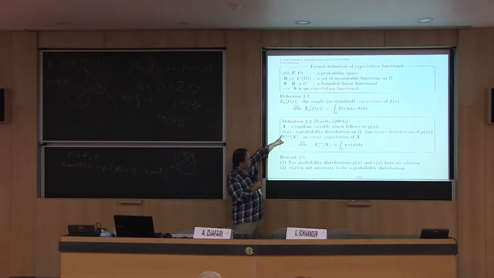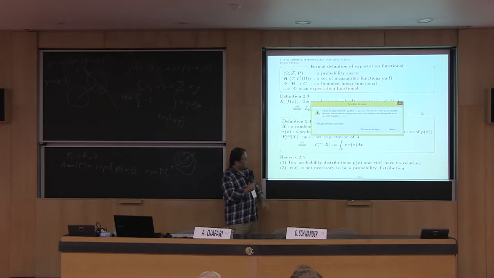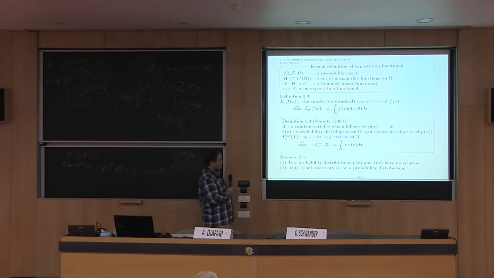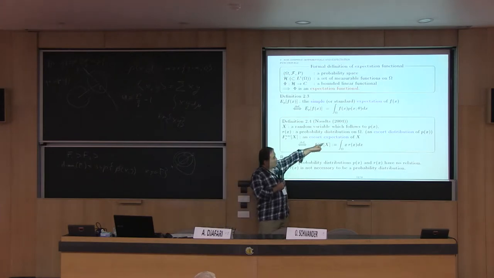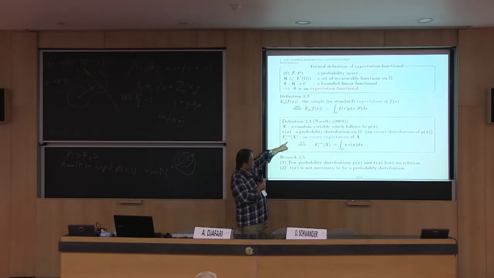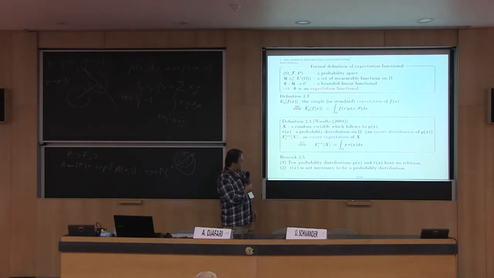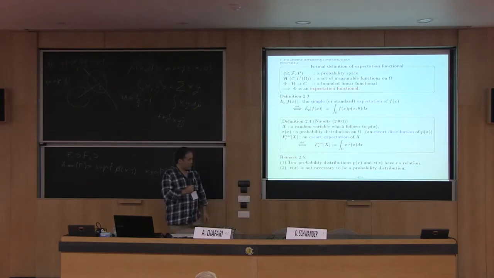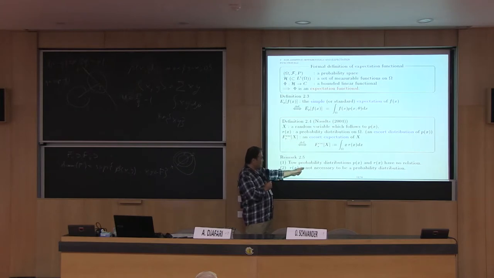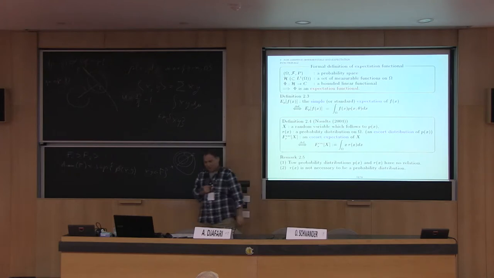So X is a random variable, and R is a probability density. In this case, the P and R have no relation. So X follows the probability P of X, but expectation is carried out with another probability distribution, R of X. This is escort expectation. And in this definition, R is assumed to be a probability density, but R is not necessarily a probability distribution.